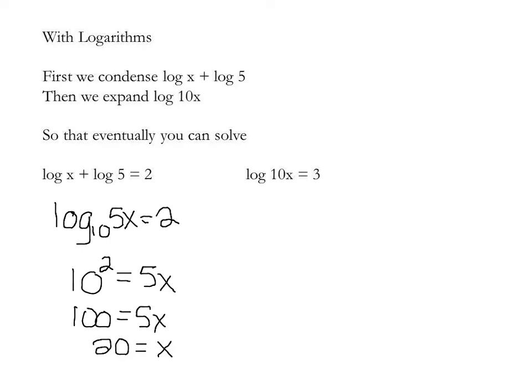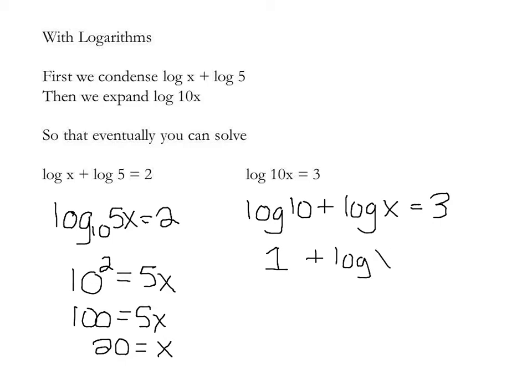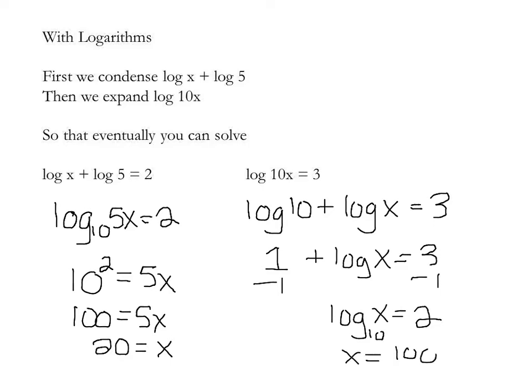Or I could solve a similar problem by taking the log of 10x and expanding it to the log of 10 plus the log of x. The log of 10 becomes 1. I subtract 1 from both sides. And the answer is 10 squared equals x, or 100. So expanding and condensing are things that we do so eventually we can solve logarithms.